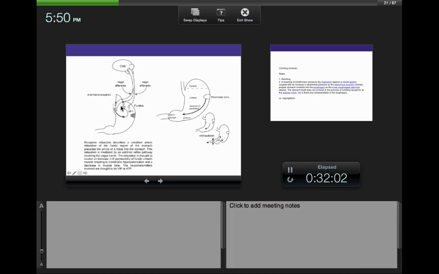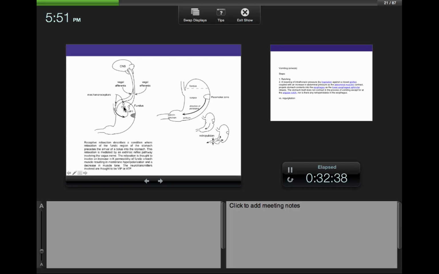That causes, you can see there's a response. It sends a signal to the central nervous system by the vagal afferents, all the way back to the stomach by the vagal efferents. And that causes relaxation of the fundus. That's called receptive relaxation. The relaxation occurs so that the stomach can accommodate more food coming down the line. Okay, so it's initiated by stretch.